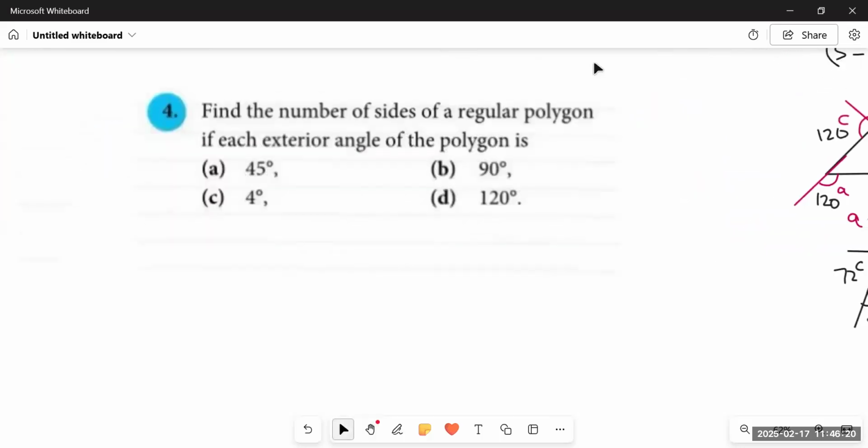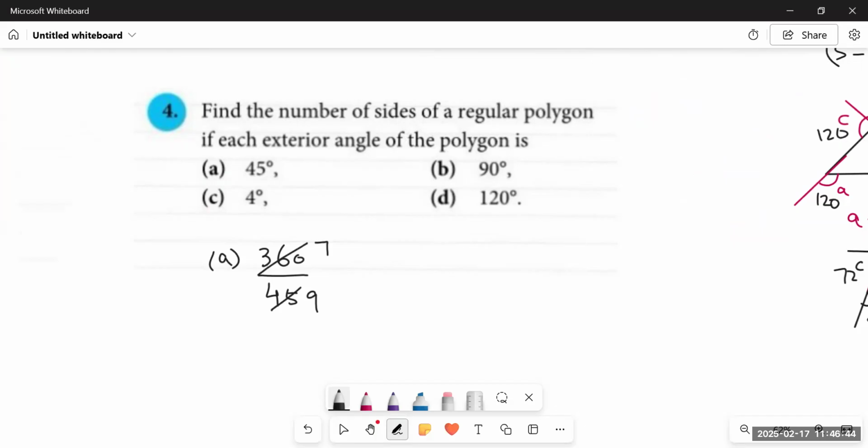It says: find the number of sides of a regular polygon if each exterior angle of the polygon is given. So if a polygon is given and its exterior angle is 45, what are we going to do? We will simply divide 360 by 45. 5 nines are 45, 5 sevens are 35, 5 twos are 10, 7 ones are 7, 7 eights are 56. It means it has 8 angles, and the shape with 8 angles is called an octagon. It means it's an octagon.